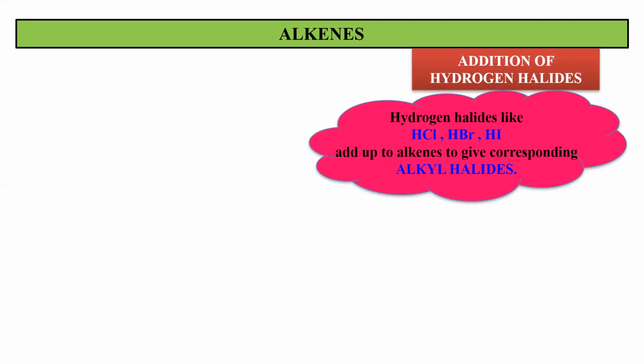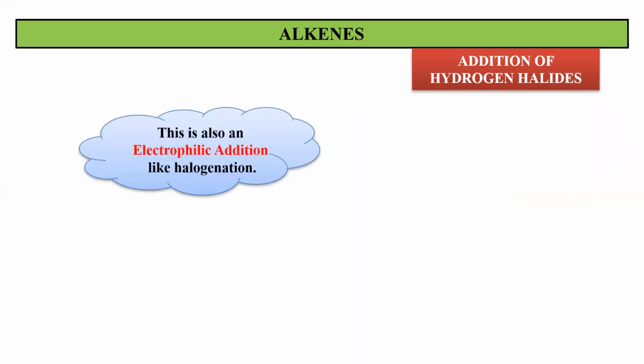Let's have a look at the main aspect of the reaction. You will take a hydrogen halide like HCl, HBr or HI. They would add up to alkenes to give you the corresponding alkyl halides. Meaning if you take HCl you get chloride, if you take HBr you get bromide, if you take HI you get iodide. HF is not preferred to be added over here. You won't add HF in this reaction. Further, this reaction is an example of an electrophilic addition reaction, like halogenation.